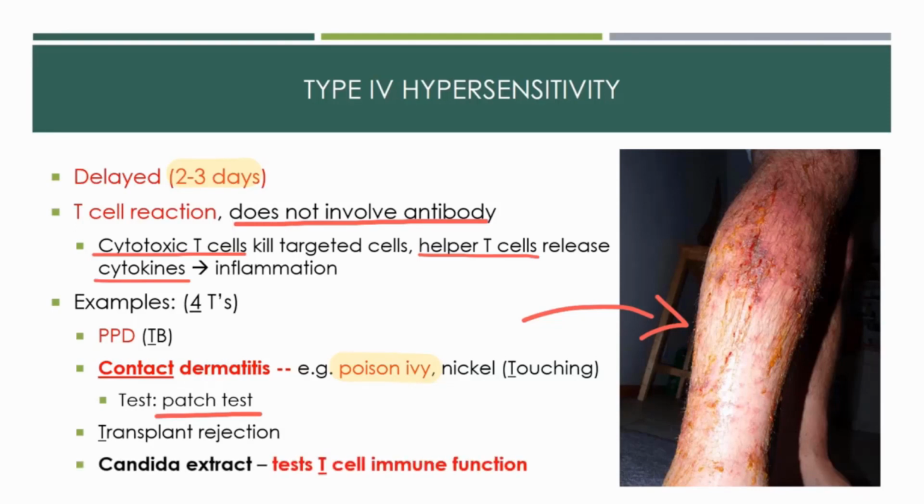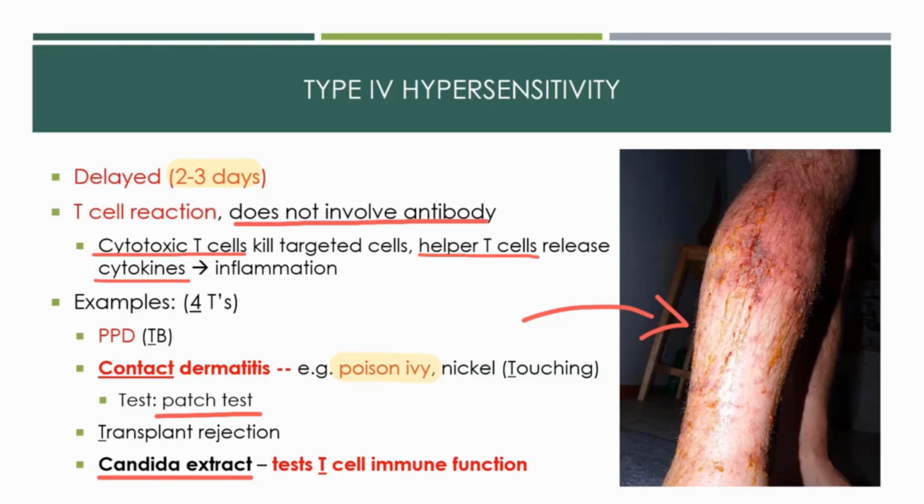And the last T is for T cells, because to test T cell function, we can use something called the Candida extract skin test, which makes sense that it would be a type 4 hypersensitivity if it's supposed to be testing for T cell function. It's very similar to a PPD, except getting a reaction and having a positive test is a good thing. You're supposed to have working T cells.